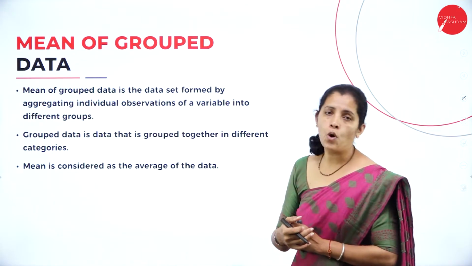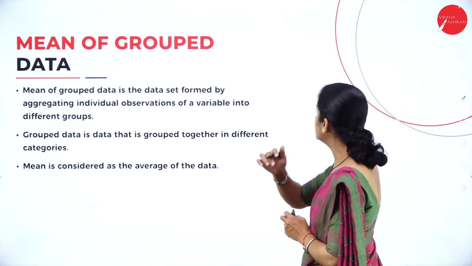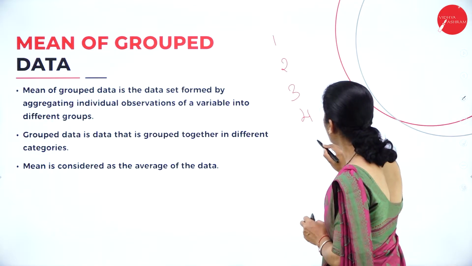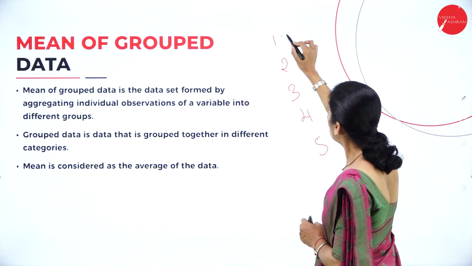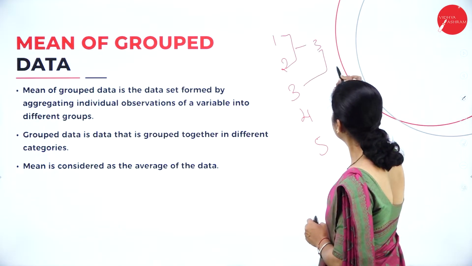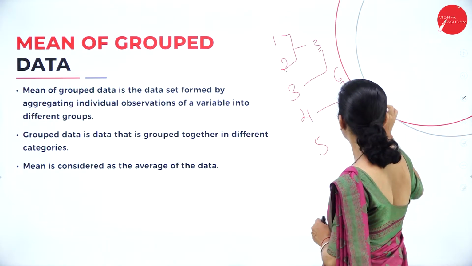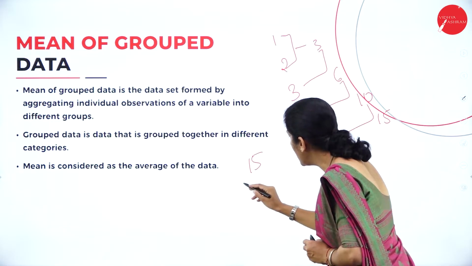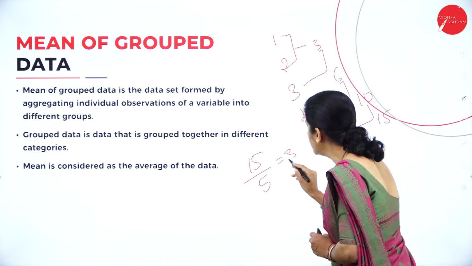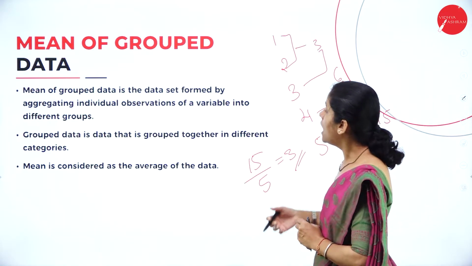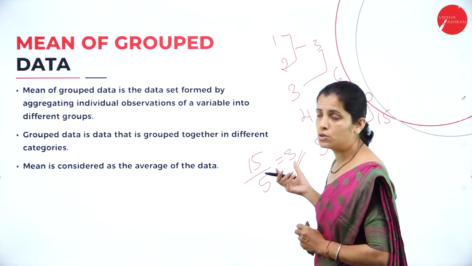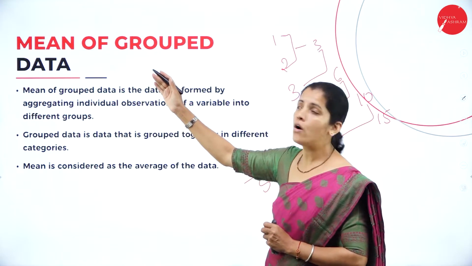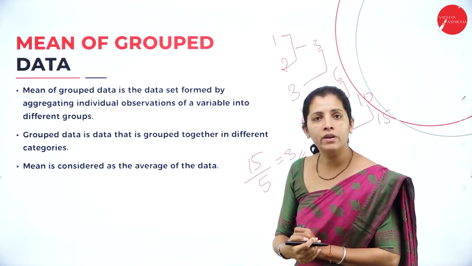Now let's see what is mean. Dear students, think that I have the numbers 1, 2, 3, 4 and 5. Now 1 plus 2 is 3. 3 plus 3 is 6. 6 plus 4 is 10. 10 plus 5 is 15. Fine. Now 15 divided by 5, so it is 3. Dear students, I want to find the average. The way used to find the average is known as mean of group data or mean of given data.